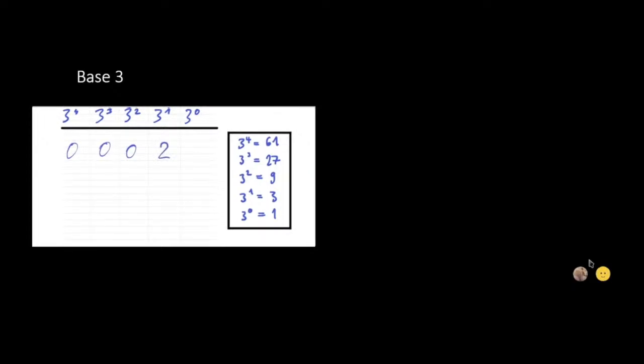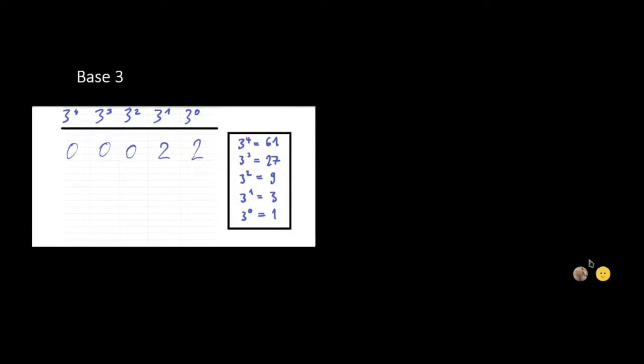8 minus 3 to the power of 1 is 5, and by subtracting that again, you get 2. You go to the next column, 3 to the power of 0. That also fits twice into the remaining number. The number you get is a number in base 3. In this case, 8 in base 3 is 22.